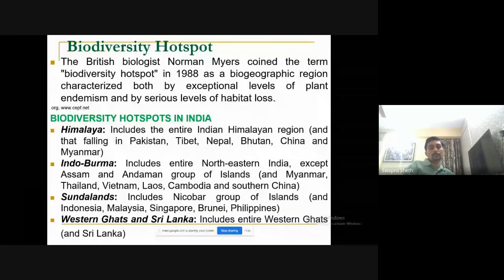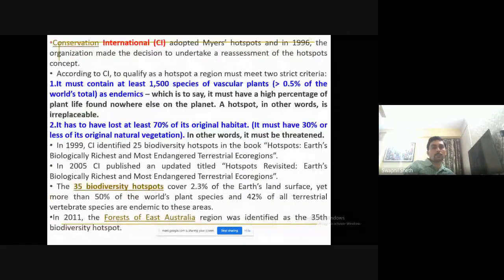The Himalaya biodiversity hotspot stretches over Pakistan, Tibet, Nepal, Bhutan, China, and Myanmar. Indo-Burma includes northeastern India, the 7 northeastern states in our country, except Assam and the Andaman group of islands. Sundalands includes the Nicobar group of islands, Indonesia, Malaysia, Singapore, Brunei, and the Philippines. Western Ghats and Sri Lanka includes the entire Western Ghats that stretch over 5 states, from Gujarat, Maharashtra, Goa, Karnataka, and Kerala, and Sri Lanka. So these are all biodiversity hotspots.